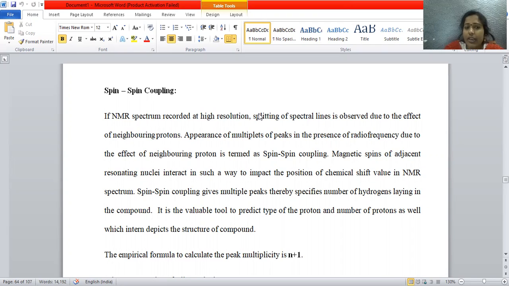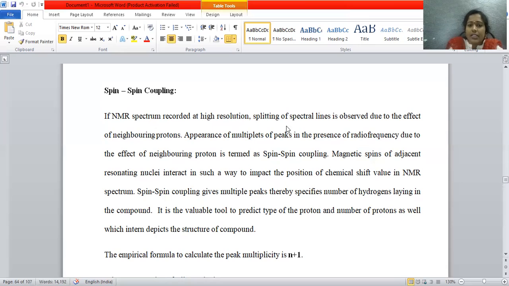NMR spectroscopy. In NMR spectroscopy, we will get different kinds of signals on the delta scale based on the nature of hydrogens present in the given organic compounds. Those signals will be further split into multiple signals. That is called spin multiplicity, which arises due to spin-spin coupling within the organic molecule. So now we are going to discuss the concept called spin-spin coupling in NMR spectroscopy.